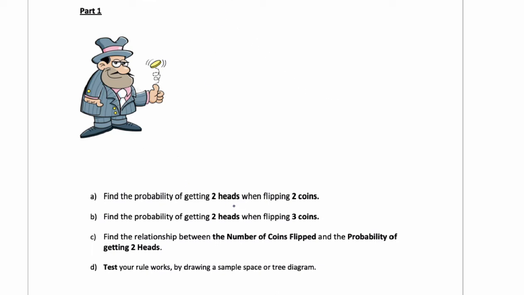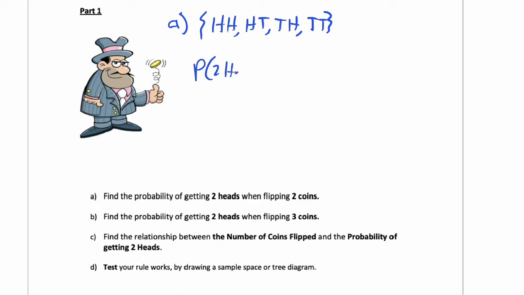Okay, so this is a probability task about coin flips, and we're going to first work out the probability of getting two heads when flipping two coins. One way to do that is we can set up the entire sample space: heads, heads; heads, tails; tails, heads; and tails, tails. So the probability of getting two heads is simply 1/4.